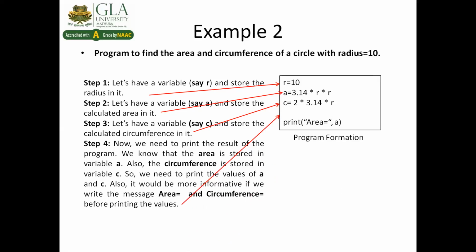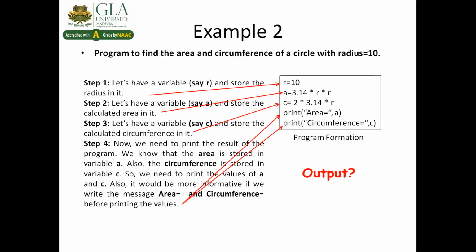So we are going to write print "area equal to", comma, a. What it is going to do is print "area equal to" as it is, and the value of a that the computer has calculated will be printed. Similarly, we will write print "circumference equal to", comma, c. So "circumference equal to" will be printed as it is, and the value of c that has been calculated by the program will be printed.